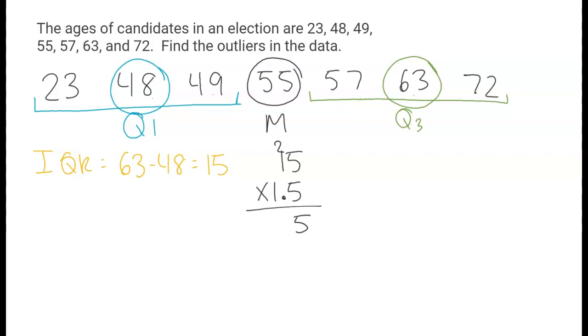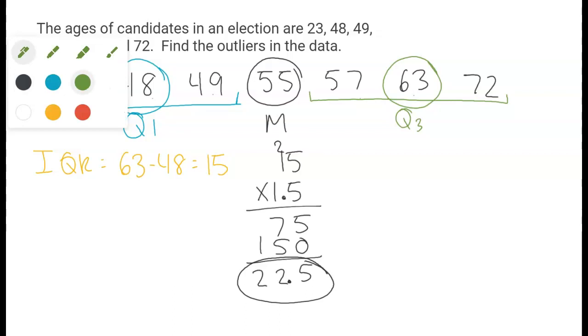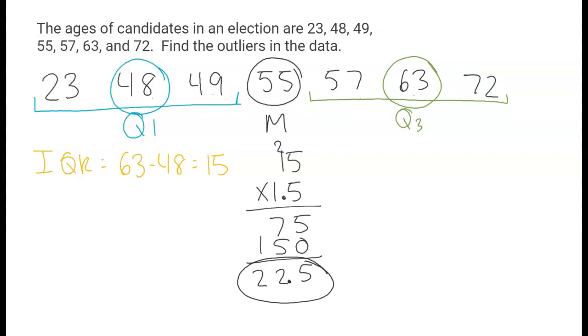5 times 1 is 5, plus a 2 is 7. Placeholder 0, 5 times 1 and 1 times 1. We're going to add these together. I have 225. I had one number after the decimal, so I'm going to have one number after the decimal here as well. So the next step that I'm going to do now is I'm going to check, and I'm going to add this number to quartile 3, and then I'm going to subtract it from quartile 1.